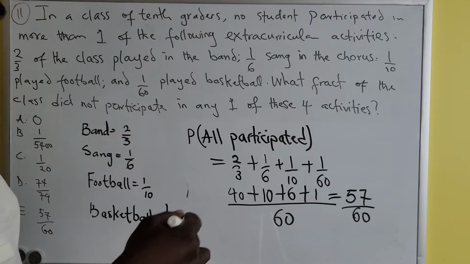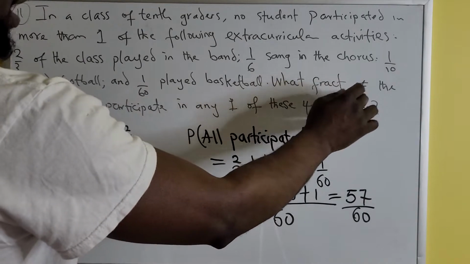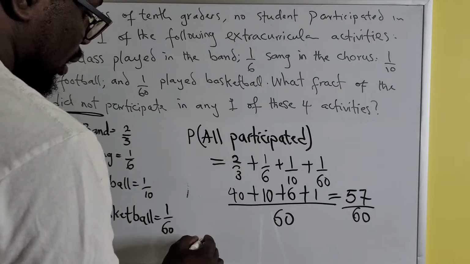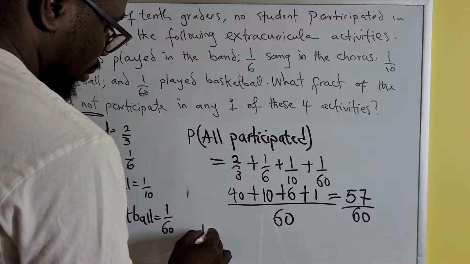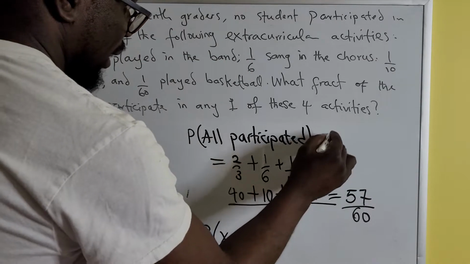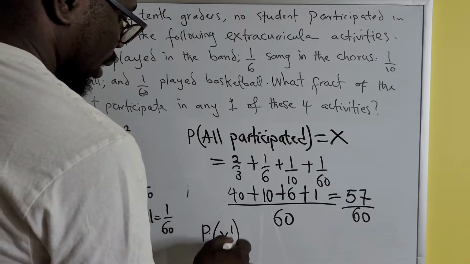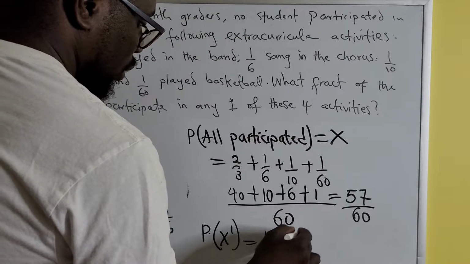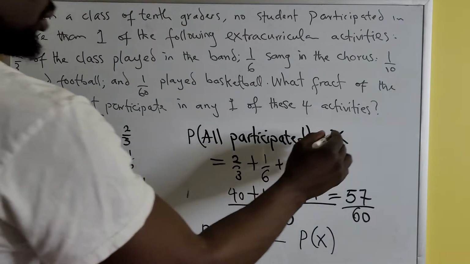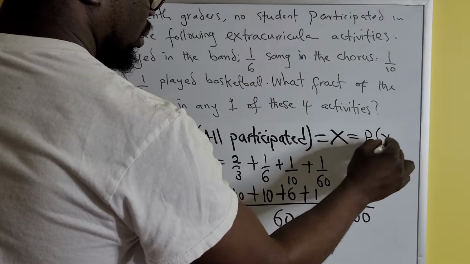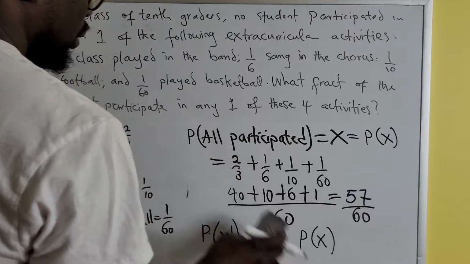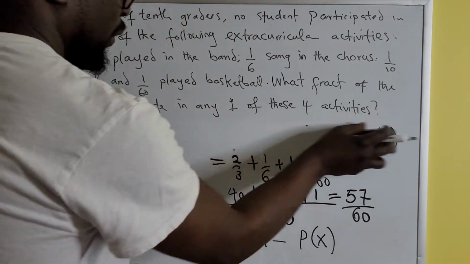But what we are looking for is what fraction of the class did not. So like I said, that'll be one minus the probability of all fractions that did, which I'll call x. Let's call this x, right? So it's going to be 1 minus probability of x, right? So this right here is probability of x. So that will give you, let me clean this off so you can see it very well.